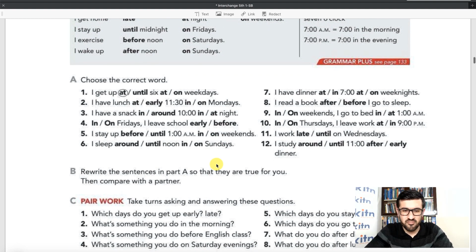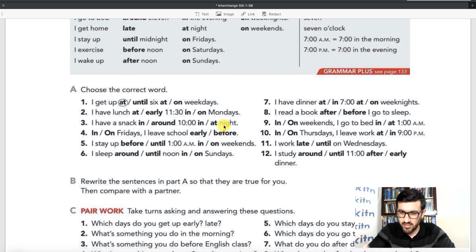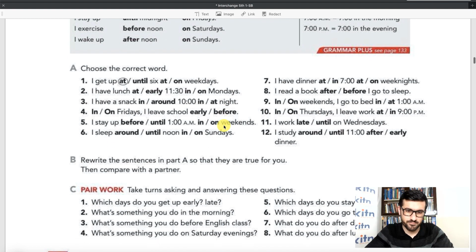In on Fridays, again on. I leave school early. Okay? I leave school early. You cannot choose before, because before and after there must be like a kind of time that can tell you whether before that time or after that time. If we choose before, the meaning will not be complete. Okay? Will not be correct.